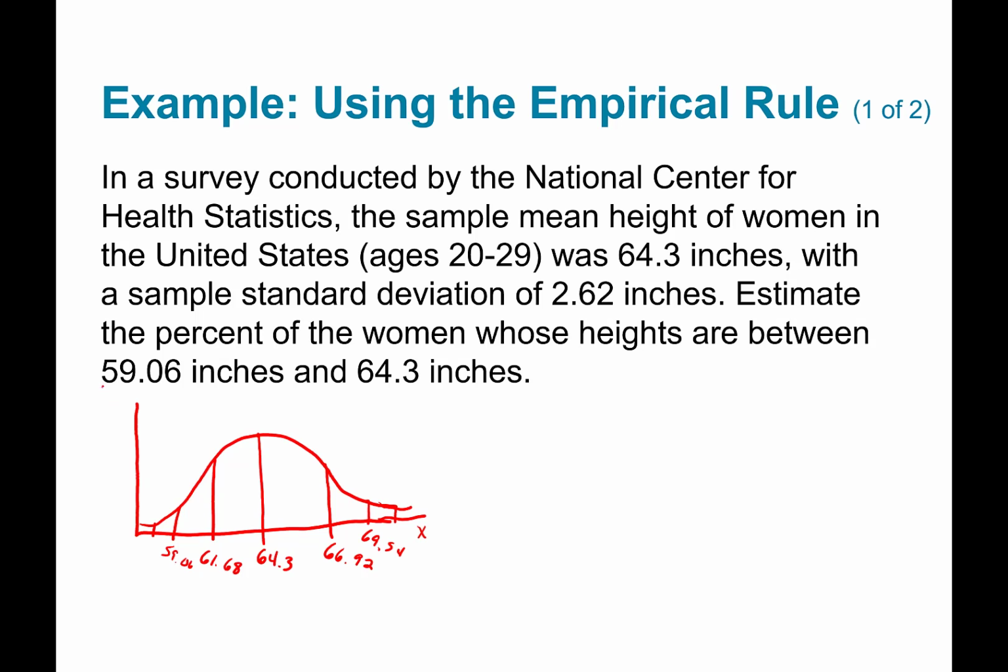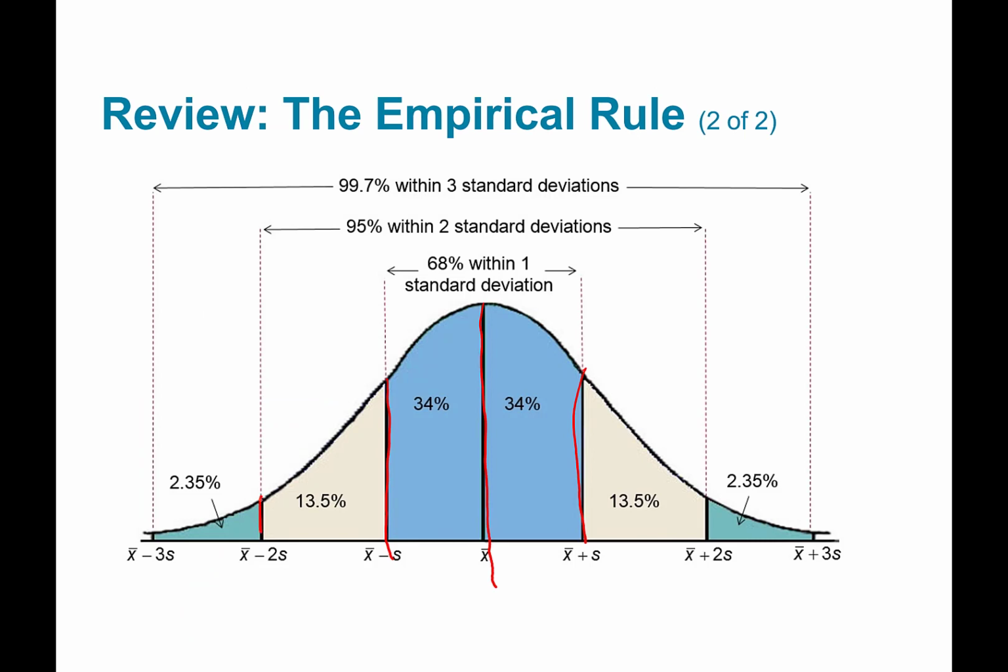In this case, we want to estimate the percent of women between 59.06 and 64.3 inches. Well, we've already accounted for those. So we've got our 59.06, we've got our 64.3. If we look at that region and shade that region in, we're at 2 standard deviations below the mean and our mean. So if we go back and look at our graph, we are here. So we're between here and here. So we're 2 standard deviations and our mean. So we're in this region.